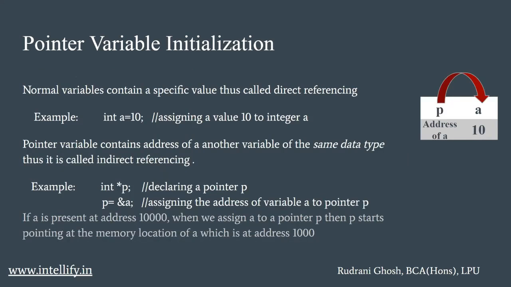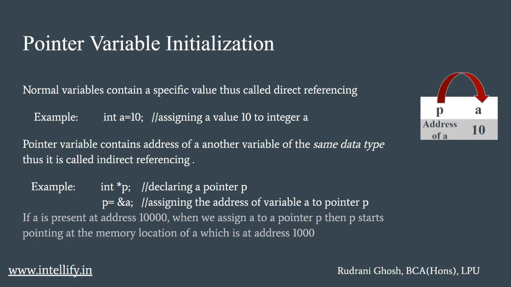Whenever we declare a normal variable, we write a data type, variable name is equal to whatever the data you want to feed in. For example, int a is equal to 10. int data type हो गया, a एक variable का name है और 10 एक value है. So अगर हम एक pointer use करते हैं तो pointer को declare करने के लिए we first have to mention the data type of the pointer.